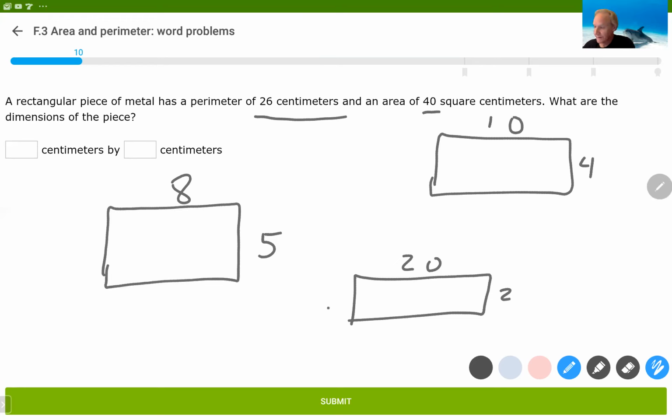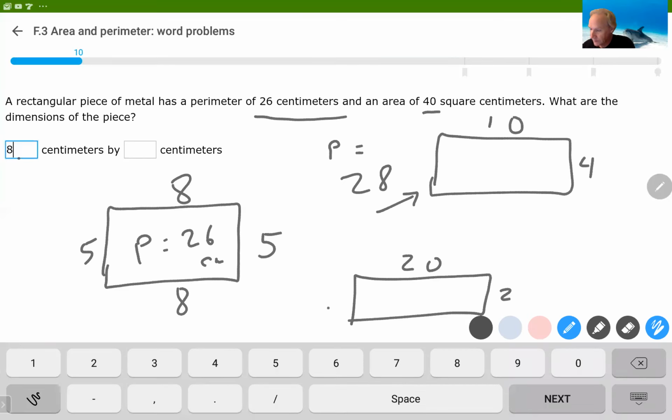Well, just as an example, this one would have 28 for its perimeter. The perimeter is equal to 28 because that's 10 plus 4 plus 10 plus 4. This one has a perimeter of 26 because if I add up all the sides, I have 8 and 8, 5 and 5, which is 26, in this case, centimeters. So we are talking about a 5 by 8 or 8 by 5. Order shouldn't matter.